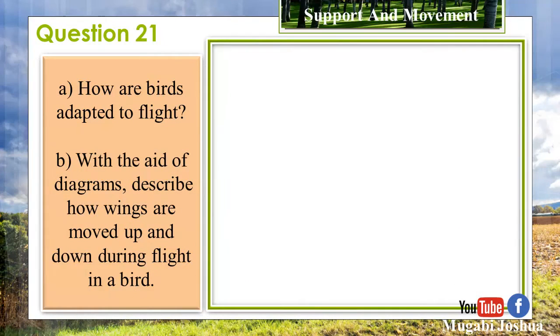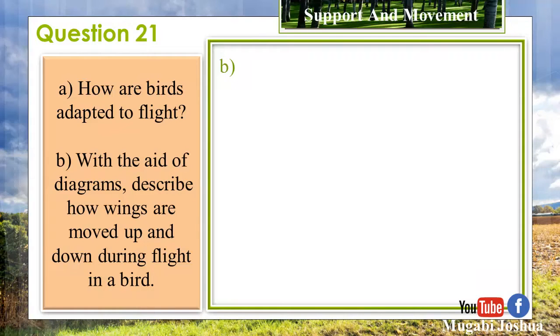Question 21, Part B. With the aid of diagrams, describe how wings are moved up and down during flight in birds. Part B wants us to, with the aid of the diagrams, describe how the wings are moved up and down during flight in birds.